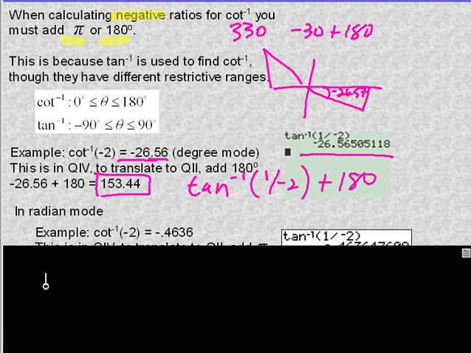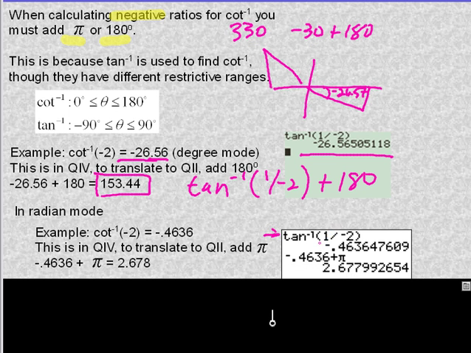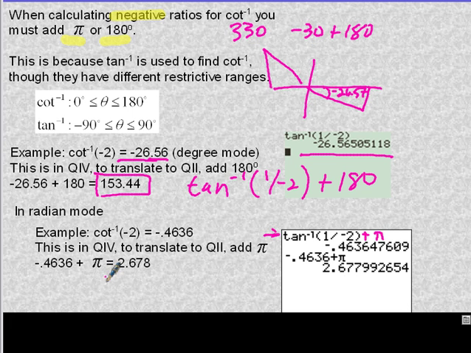In radian mode, if I wanted inverse cotangent of -2, here's how I put it into my calculator. This is my value. This is going to be in quadrant 4. So I took this, rounded, and added pi. I'd probably just enter this into my calculator. That would be the most efficient way to do it. And you're going to get your answer. Depending on how you're supposed to round, this one is rounded to the thousandth. All right.